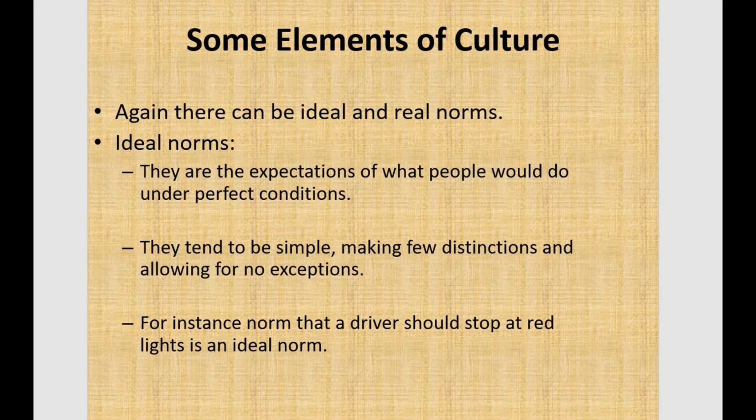Another way that norms can be classified is into the ideal and the real. The ideal norms are the expectations of what people would do under perfect conditions, meaning what people are expected to do if they get to the perfect condition in every aspect of their life. For example, you are expected to stop at a traffic light when it turns red. Not necessarily that you are in a car, but it's expected of you to stop exactly when the traffic light turns red.